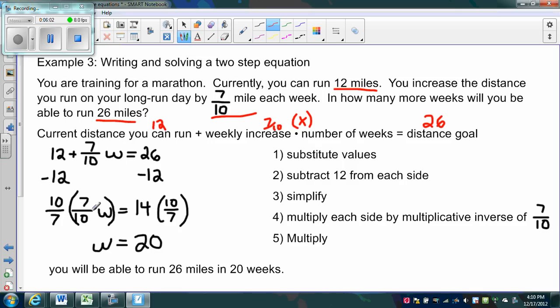So you're left with 7/10 w equals 14, but we're going to multiply by 10 over 7, which is the reciprocal, ending up with 14 times 10 divided by 7, which is 20. So it takes you 20 weeks before you'll be able to build up and run 26 miles if you only increase by 7/10 of a mile each week. That was a little complicated, but if you really just got the problem written down, you should be able to do this.